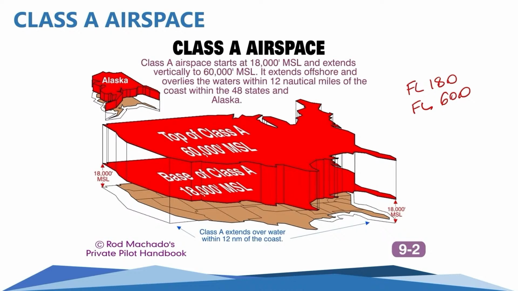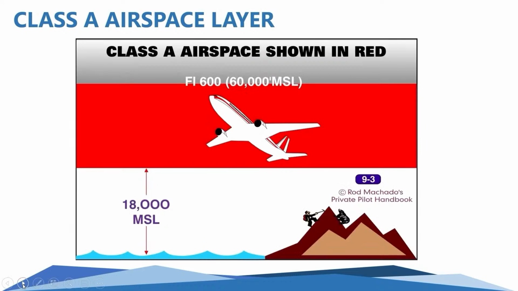And the main thing with class Alpha is that you guys unfortunately cannot fly there. Okay. In order to fly within class Alpha airspace, you will need the following. You're going to need to obviously have an instrument rating. That's number one. And number two, you've got to be on an IFR flight plan. Only aircraft above 18,000 feet are on an instrument flight plan, and those pilots have to have an instrument rating. So probably not a problem for most of us.